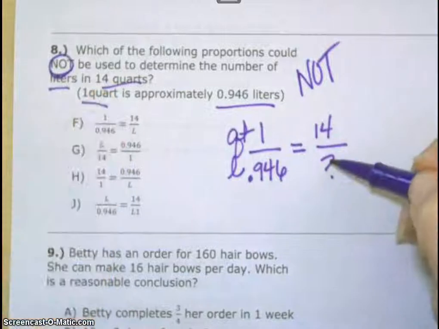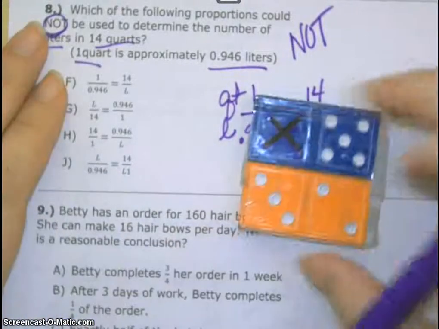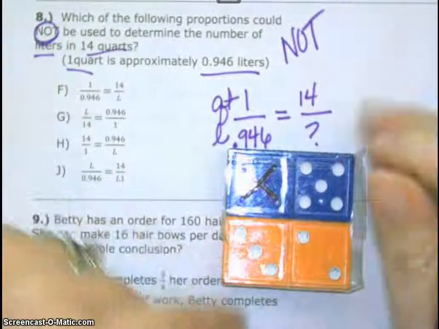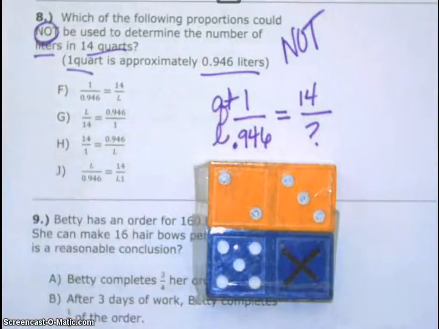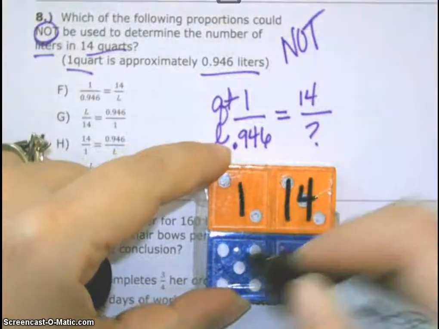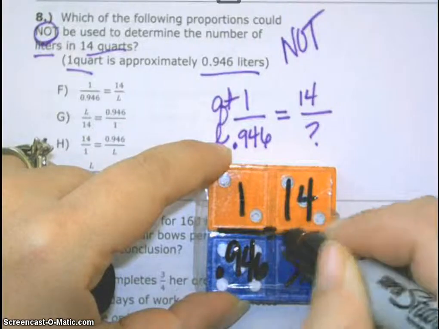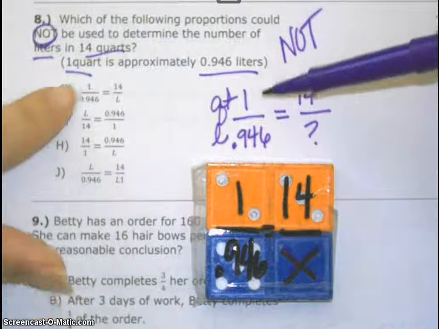Now, the way proportions work is that you can turn them and it's the same proportion. So like if I had this one, and let's say, I'm going to use this domino here. So on top is all of my quarts, and on bottom is my liters, so I'm actually going to turn it like this. Okay? So my X is on bottom. These are my quarts. So I have 1 and 14, and then 946 thousandths. Okay? So is there one that looks exactly like mine?